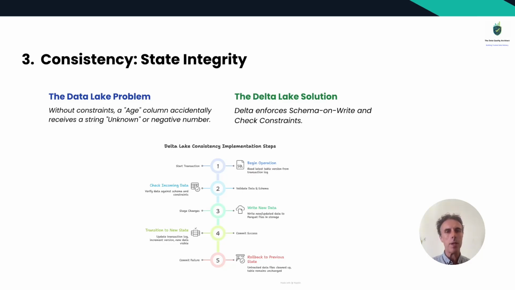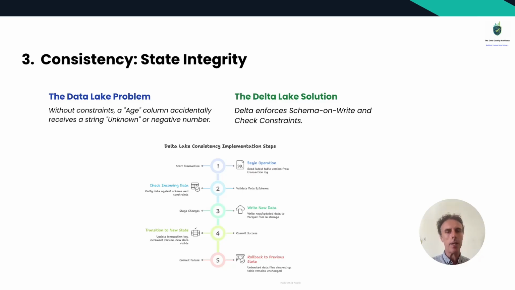Then the transaction moves finally to the final valid state. If the commit is successful, the transaction log, the secret source, is updated. The table version increments and the new data files immediately become visible as the latest consistent snapshot of the table. The table has moved from one valid state, like I said, to another.